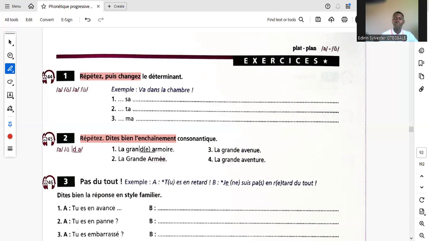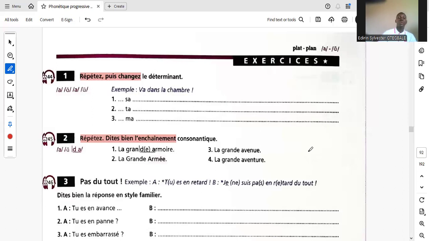Exercice 2. 1. La grande armoire. La grande armoire. 2. La grande armée. La grande armée. 3. La grande avenue. La grande avenue. 4. La grande aventure. La grande aventure.